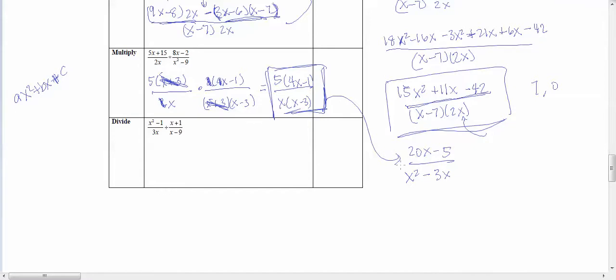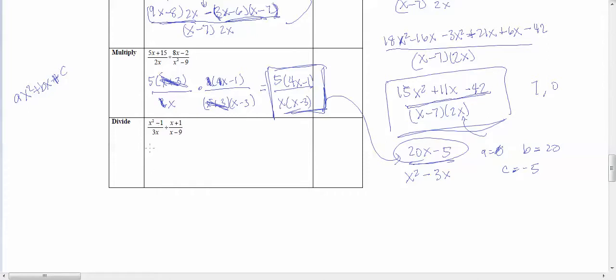In this case, the a would be 0. I'm talking about just the numerator, because there is no x squared term. The b would be 20, and the c would be negative 5. And that's what I would use to describe the quadratic, quote unquote, of the top, even though that is technically not a quadratic. All right, let's do the divide one right here.